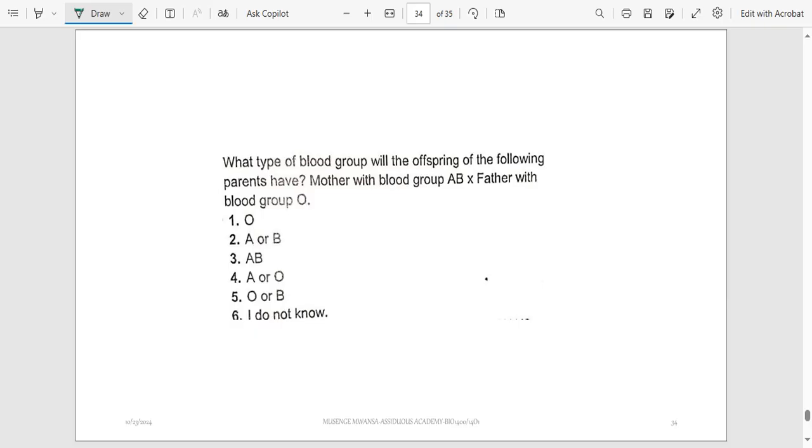What type of blood group will the offspring of the following parents have? A mother has blood group AB, A and B. The father with blood group O. Now you can only have blood group O if both your antigens are O. That's OO. So meaning this will cross with this, that is going to be OO.